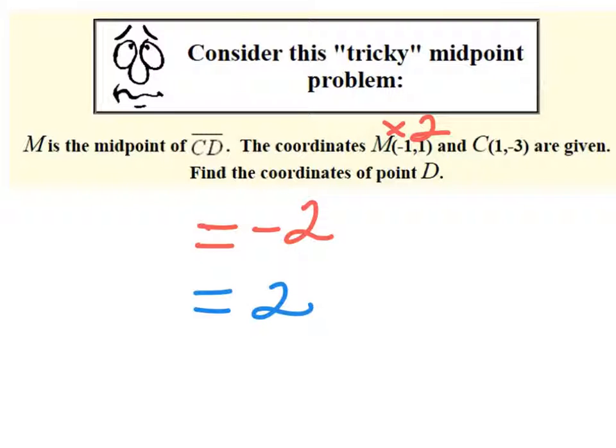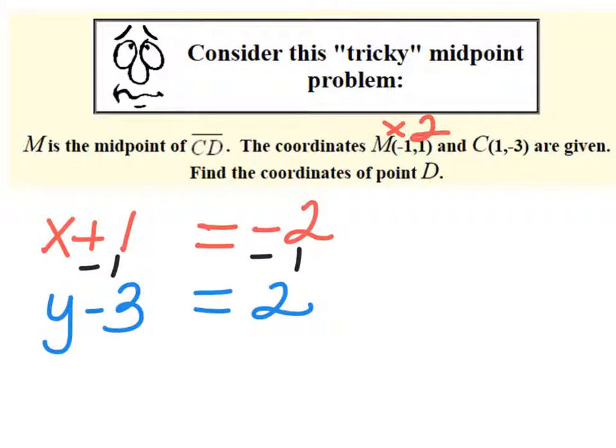Now all I have to do is take x, and I'm going to look at these values. And I'm going to put x plus 1 and y minus 3. The 1 and the -3, again, are my other endpoint values. Now I'm going to solve. Up here, I'm going to subtract 1 from both sides.